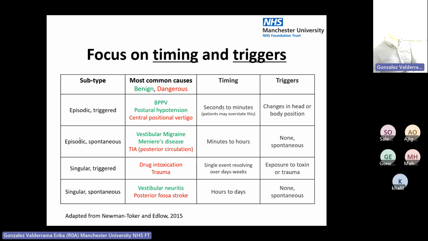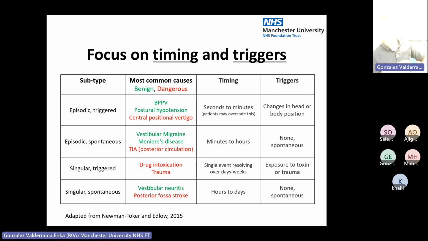Then episodic stuff that is spontaneous. These are episodes that come out of the blue with no warning, usually, and no real triggers, and they last much longer. So I've put minutes to hours here, and that is certainly true of Meniere's disease. I think the Barany criteria is something like 20 minutes to 12 hours.